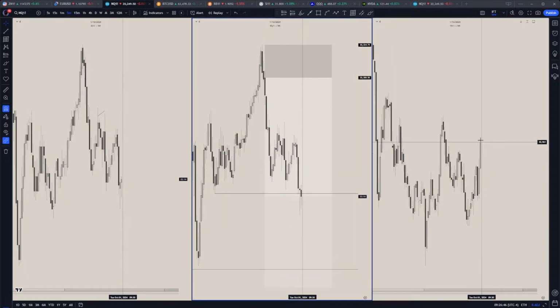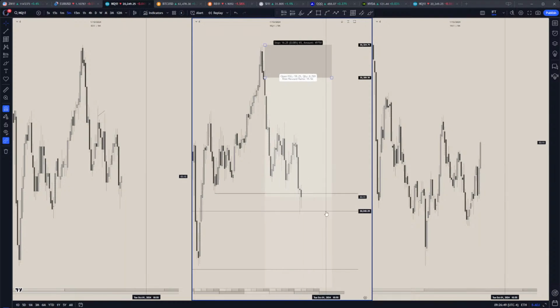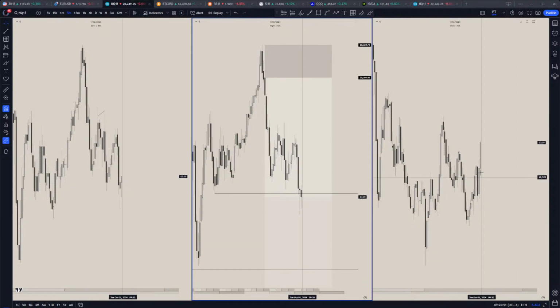This is good, how YM's driving higher and NQ and ES are failing to trade higher as of right now. This would be a good sign of bearishness.